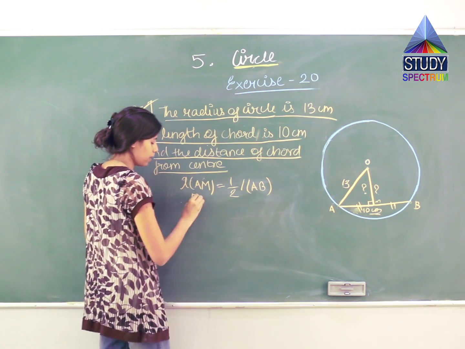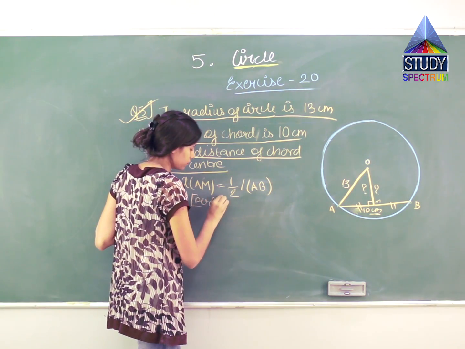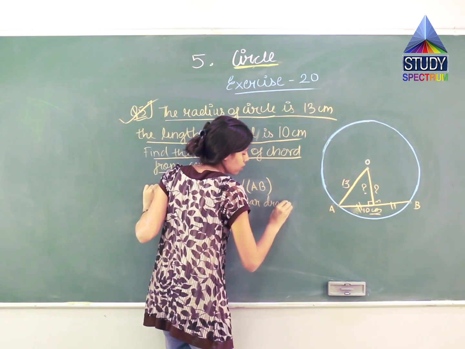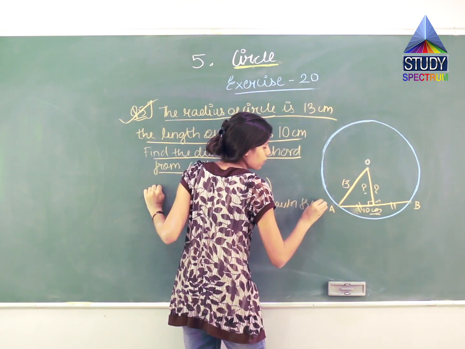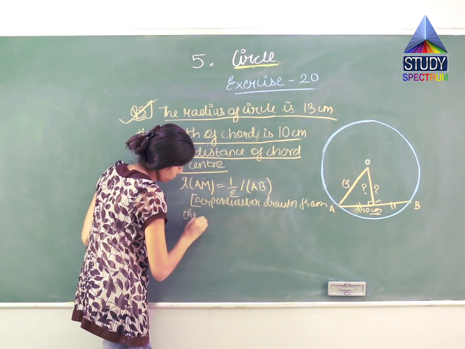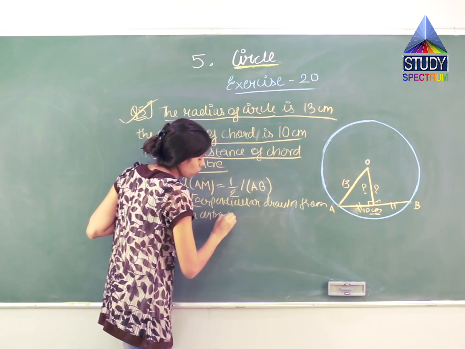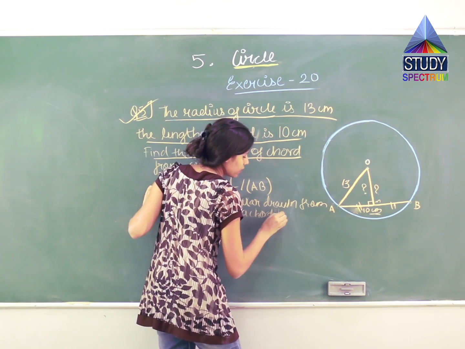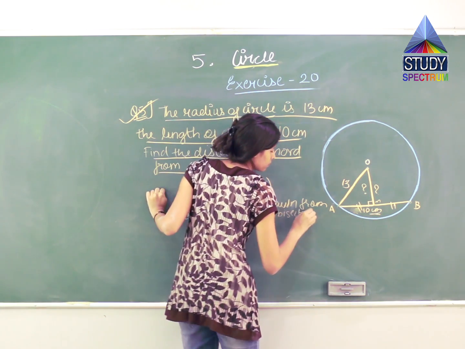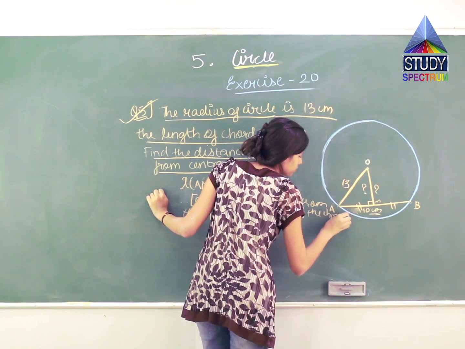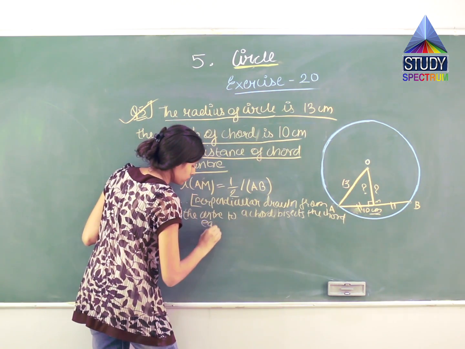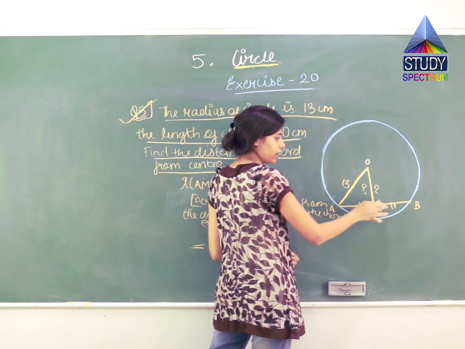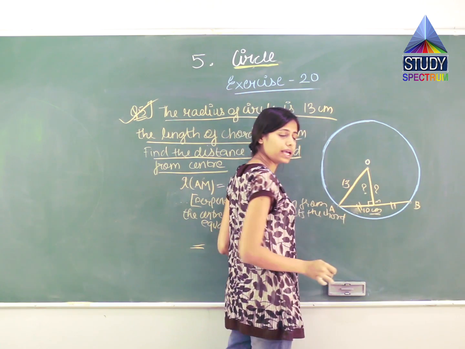Reason for this is what? Perpendicular drawn from the center to a chord bisects the chord equally. So, if it bisects the chord equally, AM will be equal to MB.